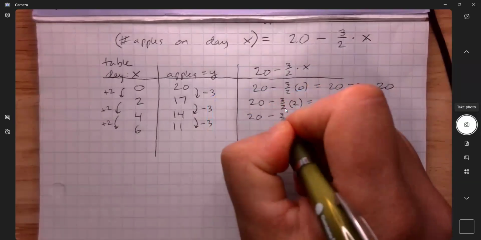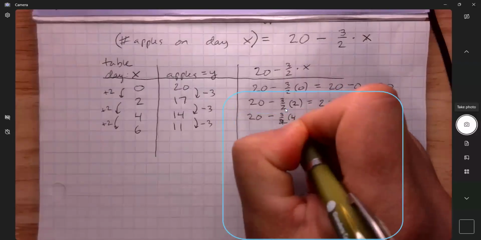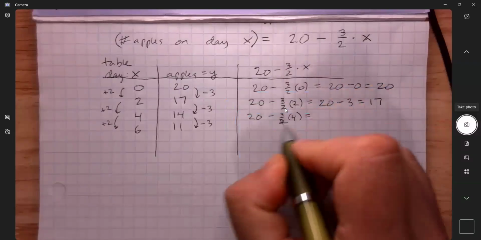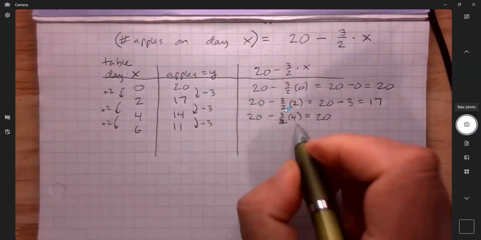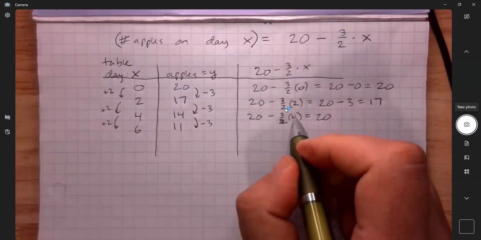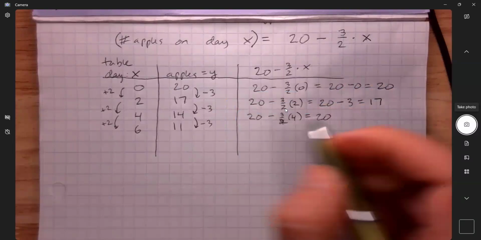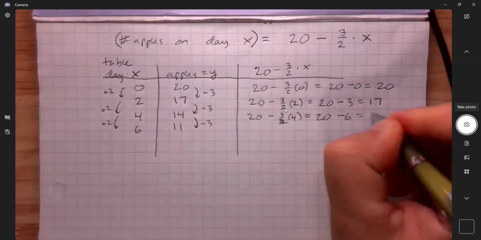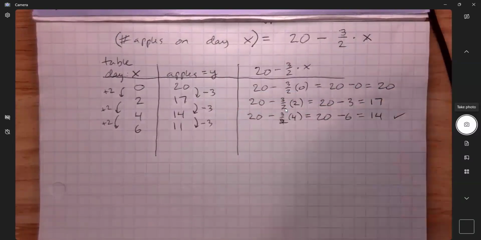Let's try it on day 4. Oops. You can grab your calculator if you're not certain about that number, but that's 3 times 4, which is 12. And 12 divided by 2 is 6. So that's 14. Okay, yeah, no, I'm pretty much convinced.